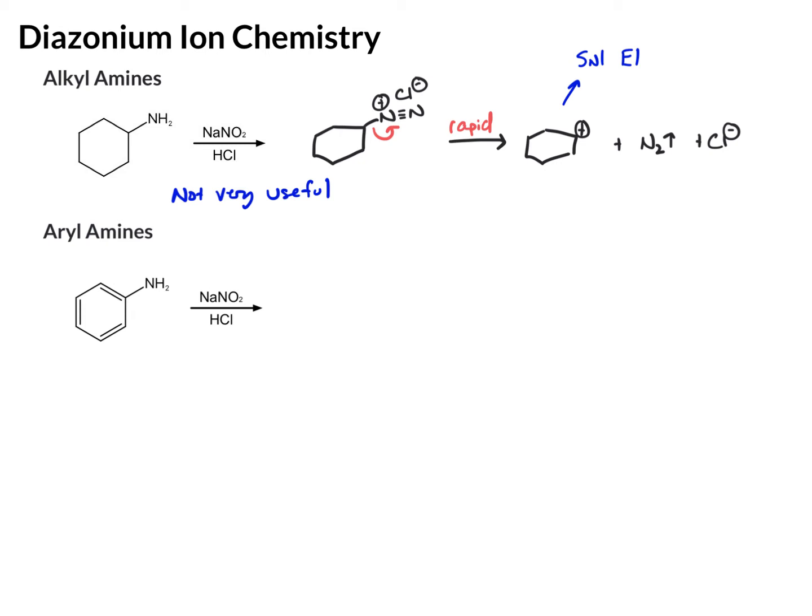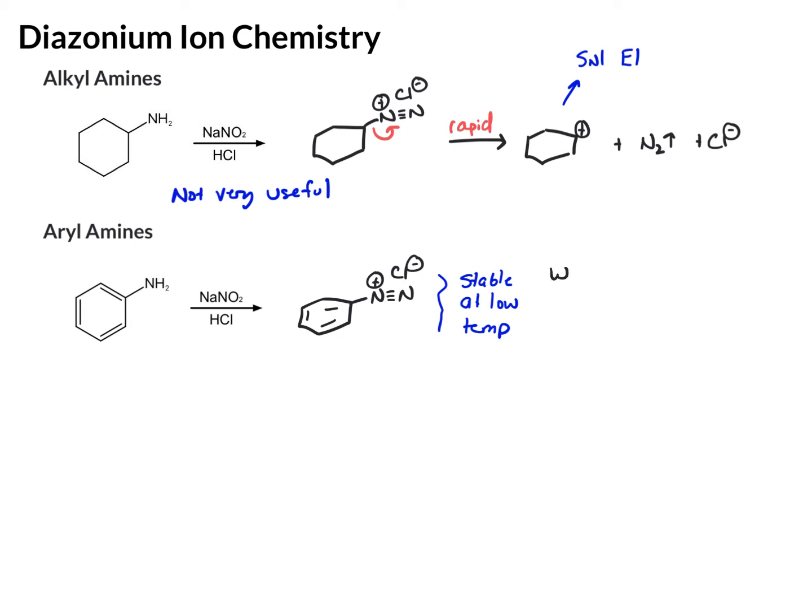With an arylamine, however, we're going to get a similar initial reaction where we form the diazonium ion. The difference is this diazonium ion is actually stable at low temperatures. So unlike the alkyl diazonium, which rapidly decomposes, this you can hold as a diazonium ion for a while.